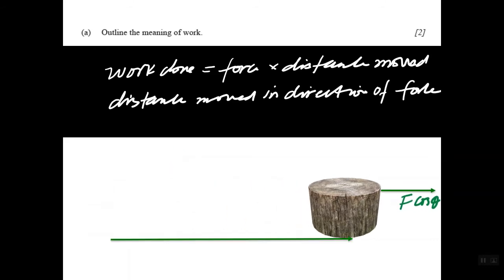And we have distance traveled S. So the work done is equal to the horizontal component of the applied force, F cosine theta, times the distance traveled, which gives us F s cosine theta. So work done is a force times the distance moved in the direction of the force.